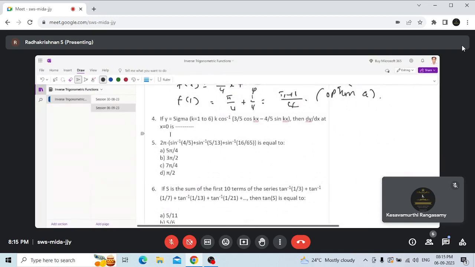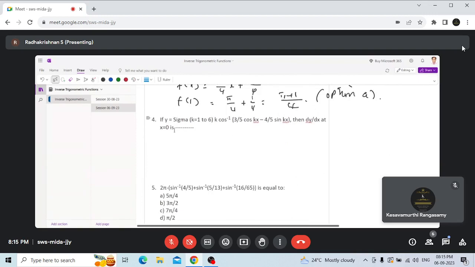We are having less time now. So this is a very nice problem. Sigma k equal to 1 to 6, k cos inverse of 3 by 5 cos kx minus 4 by 5 sin kx. Okay, so then what is dy by dx at x equal to 0? Just think about it.